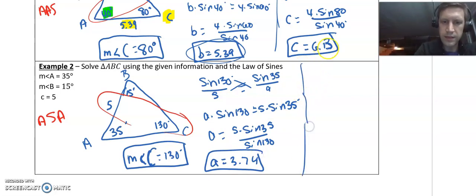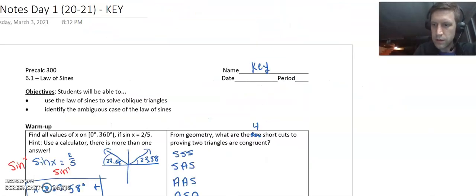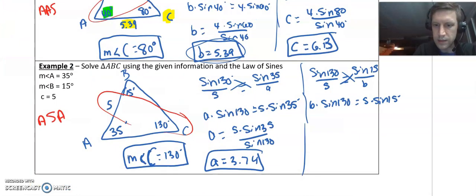Okay, let's start with that same fraction, that sine of 130 over 5. Let's set it equal to my other pair. So now I'll do sine of 15 degrees, which is angle B, over side B. Cross multiplying. And finish that, and what do we get? That was 1.69. So I'll let you guys do that math.